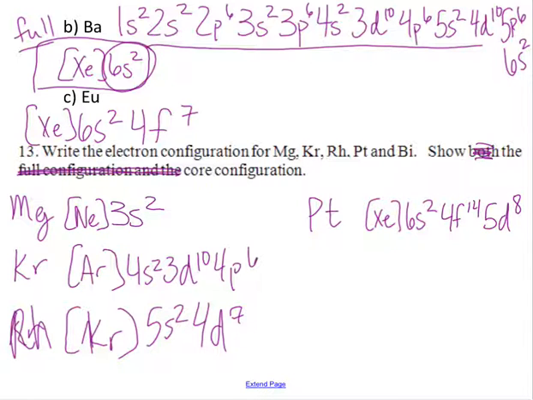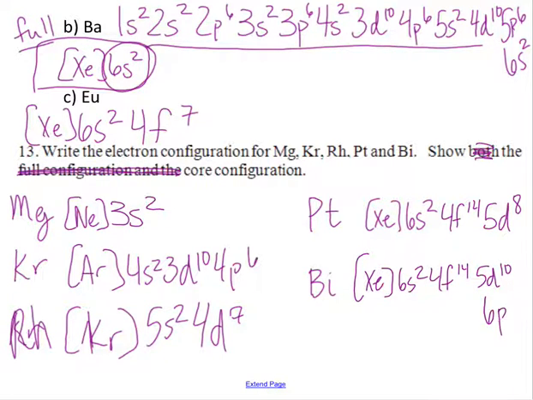And last but not least, bismuth. It's main group 6, which is just kind of close to that platinum. So it's xenon, 6s2, 4f14, then what? 5d10, and then 6p3. Okay, so if I were to go to all of these and ask you valence electrons, you could tell me, right? How many valence electrons in bismuth? 5, right? We got to look at the 6s. That's important.